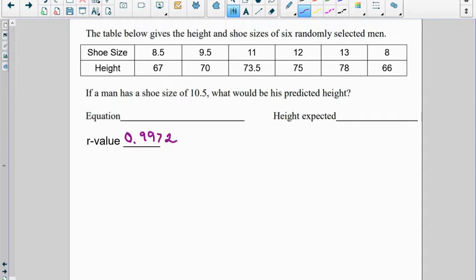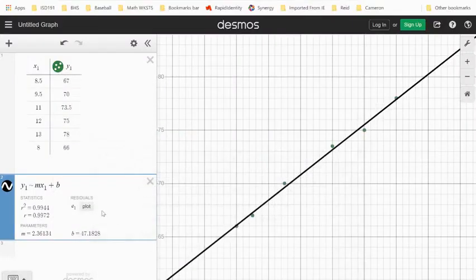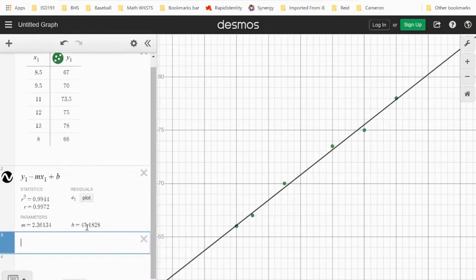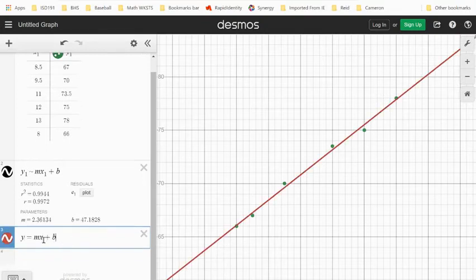0.9972. I'm also supposed to find the equation for my line of fit, my trend line, and then use that equation to predict the height of a man who has a shoe size of 10.5. So let's start with our equation. I have everything I need right here at the bottom of box number 2. I have the slope of the line and the y-intercept of the line. So I just need to type it in y equals mx plus b format.